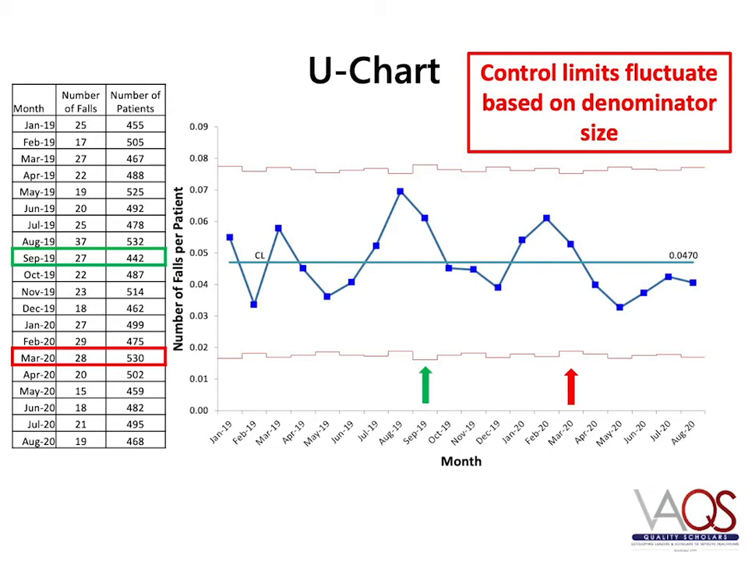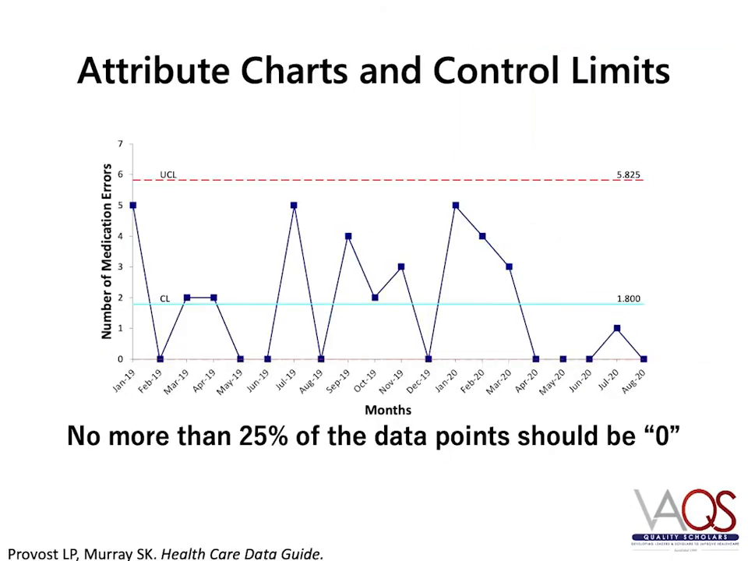If you were to analyze this U-chart using the IHI detection rules, you would note that there are no shifts, trends, or points outside of the control limits. To monitor for improvement, it is preferable for your attribute chart to have an upper and lower control limit.